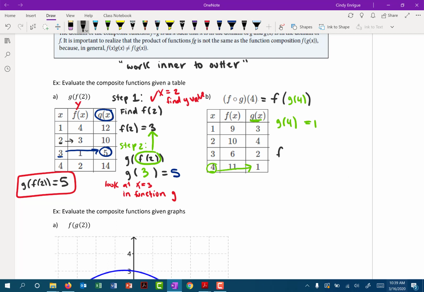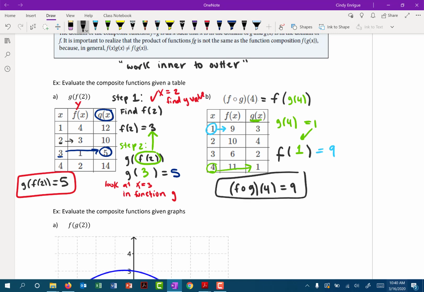So now f, and what we have to input in here is 1. So okay, so now I'm looking at my f function for when x is equal to 1. So when x is equal to 1, my f function happens to be a positive 9. So I'm going to say that f composed with g with respect to 4 is equal to a positive 9. That is going to be my final answer.